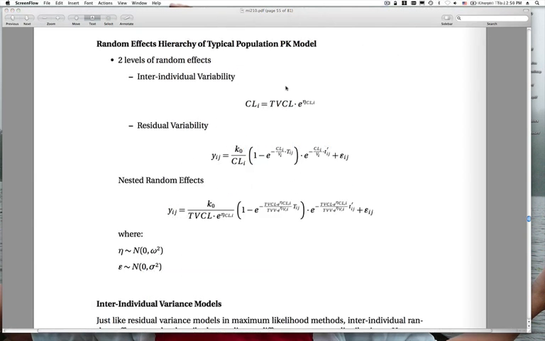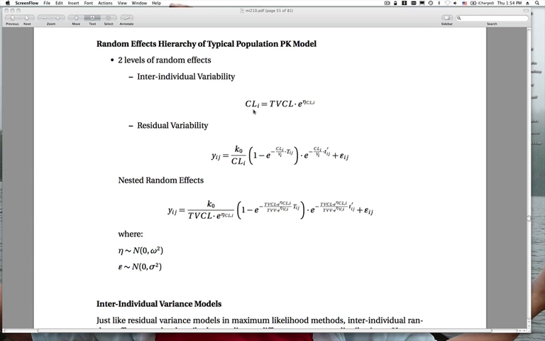Well, the random effects hierarchy, as we stated, was one that is nested with at least 2 levels of random effects. In population PK models, we're going to consider inter-individual variability and residual variability at least. Here we've described how those might enter into a prediction model for a particular concentration time observation point.